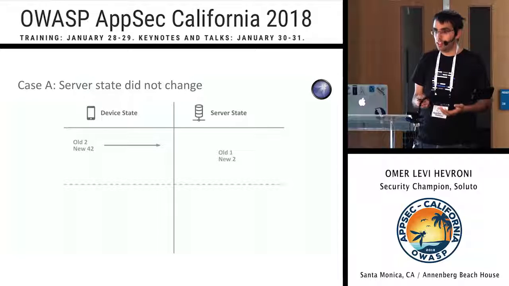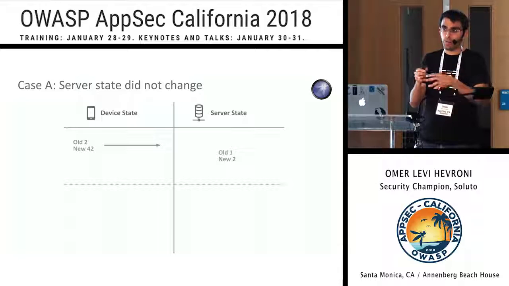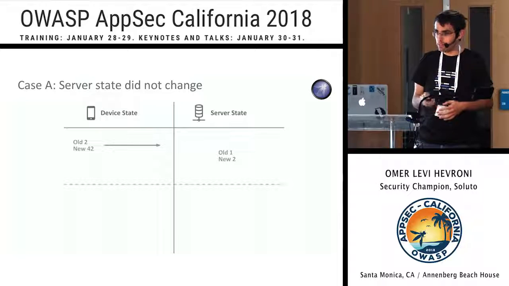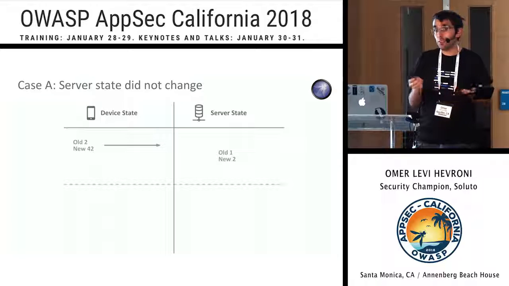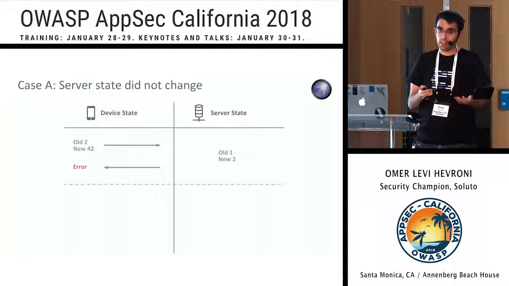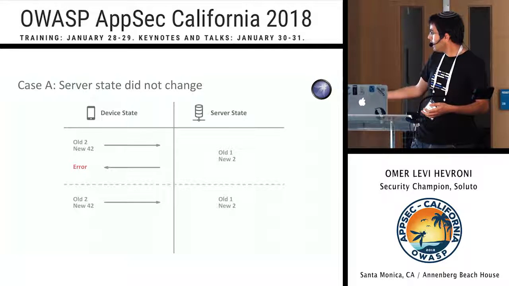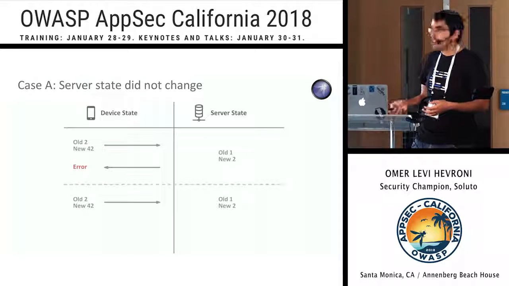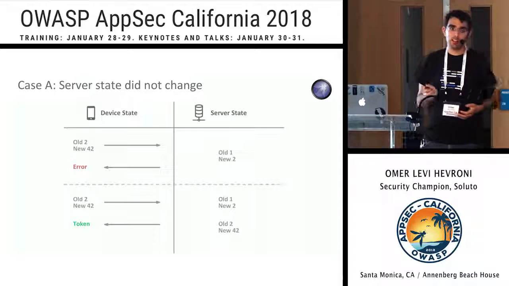It's the simple one. So the device sent this payload. I omitted all the public keys for simplicity, but it's the same as before. The request did not get to the server for some reason. The device received an error. In this case, all the device needs to do is retry, and after the next retry, I hope that you can see that old equals new, so the device will get a token. So this was the simple case.